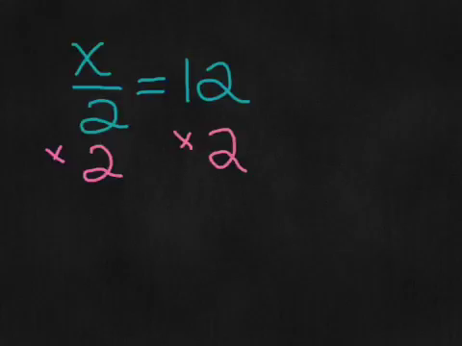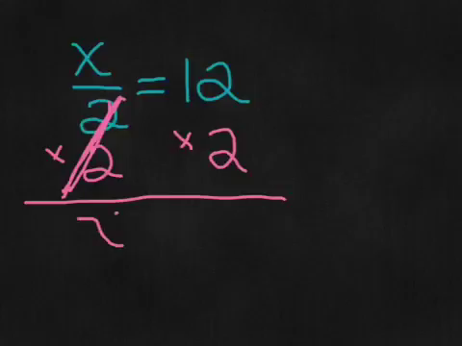So I multiply both sides by 2. The whole reason I did that was to get rid of the 2 that's with the variable. So that's gone, and I'm left with x on the left side. And 12 times 2 is 24. So x in this case equals 24.